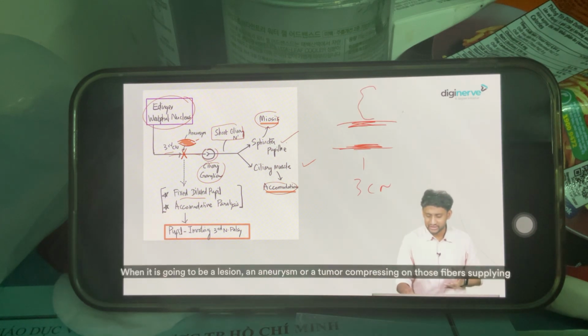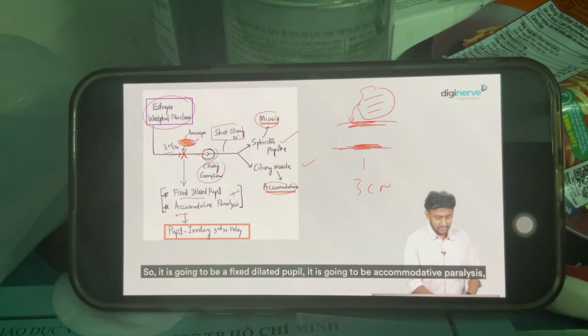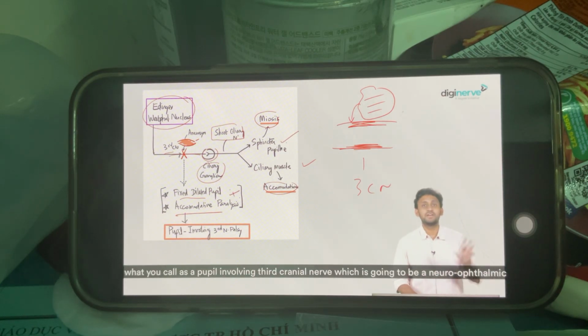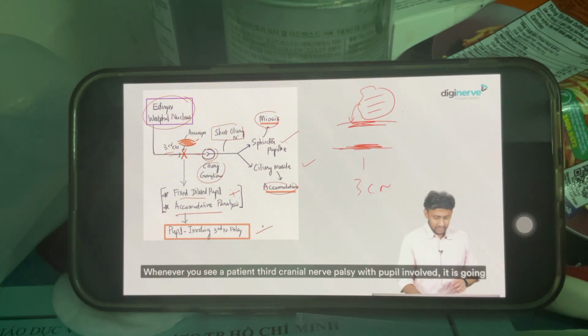So what happens when there is a lesion, an aneurysm or a tumor compressing on those fibers supplying the pupil? There's going to be loss of miosis. So it's going to be a fixed dilated pupil, with accommodative paralysis. This is what you call a pupil-involving third cranial nerve palsy, which is a neuro-ophthalmic emergency. It's one of those very few emergencies in ophthalmology, but very, very important. Whenever you see a patient with third cranial nerve palsy with pupil involved, it's going to be a fixed dilated pupil.